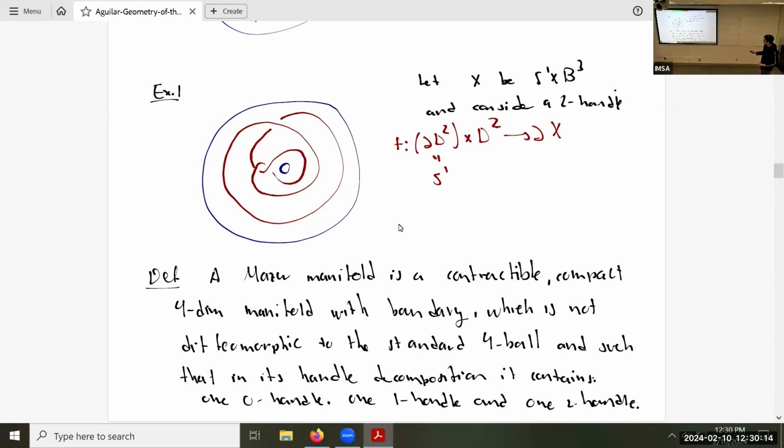So once again, if you glue these handles in this way, you will obtain a 4-manifold that is contractible and compact. So it's close to the homology planes that we were talking about at the beginning. They are also 4-manifolds, and they are contractible.